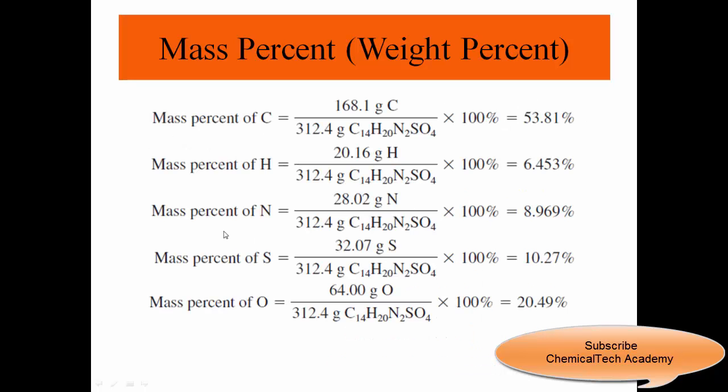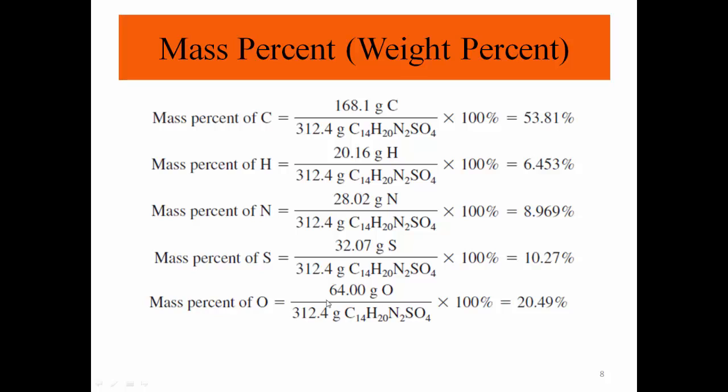So now let's see the results. Mass percent of C, we have 168.1 divided by molar mass times 100. Mass percent of hydrogen is 20.16 divided by molar mass times 100. Mass percent of nitrogen, 28.02 divided by molar mass times 100. Mass percent of sulfur, the mass of sulfur divided by molar mass times 100. And mass percent of oxygen, we have 64 divided by molar mass times 100. So we have 53.81, 6.453%, 8.969%, 10.27%, and 20.49%. Again, if we add all these numbers, we get 100%.